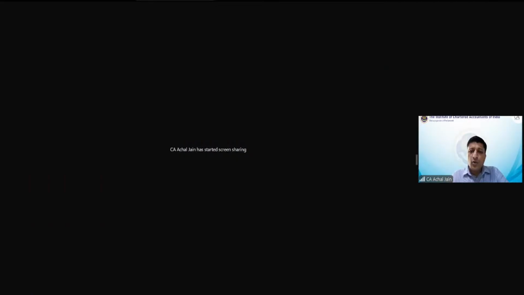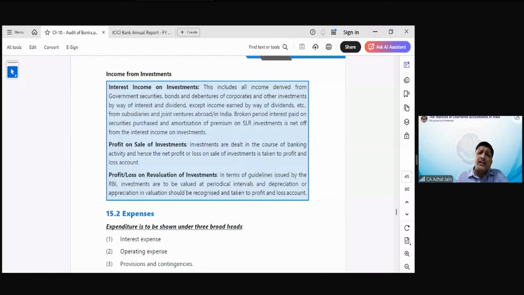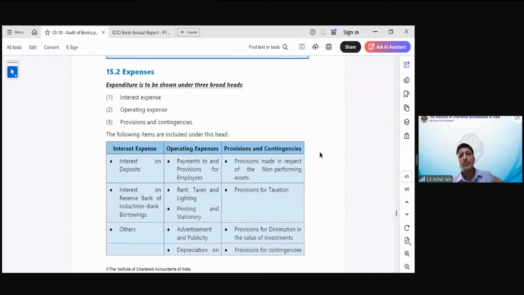So let's look at some other items in the P&L. Now, what are the other items in the P&L? Of course, we talked about the income side, interest earned and other income. Now, the other items will be all about expense. And the biggest chunk will always be the interest expense.